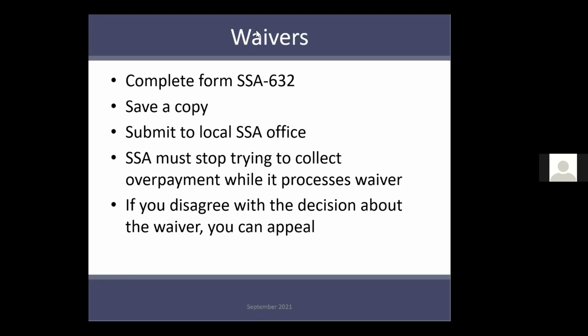When it's completed, save a copy. Always save copies of everything you submit to Social Security, or make sure you know when you submitted it and where it is, because they lose things. As we mentioned before, they have to stop withholding of any form or collection once this has been submitted. And if you disagree with the waiver decision, you can appeal. The waiver appeal is separate from the overpayment itself. This is saying, I disagree with the fact that you denied my request for waiver. So it's the same thing, an appeal with a request for reconsideration, just a different issue.